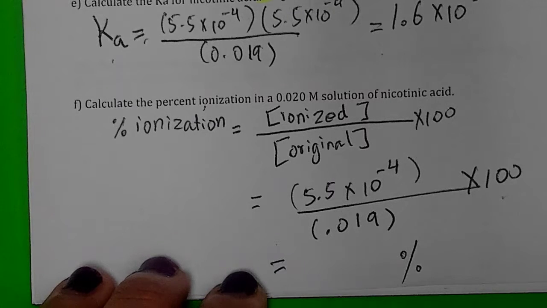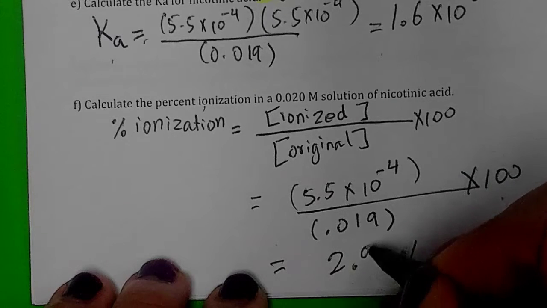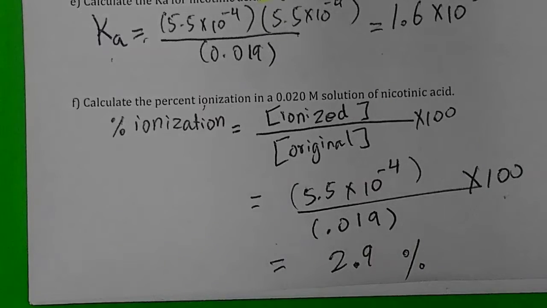Oh my God, what did I do? So how much percent dissociation? 2.9%. Yeah, it's really small. It doesn't dissociate at all, which kind of makes sense if you look at the number. It doesn't dissociate that much. Right? Okay, we got it?